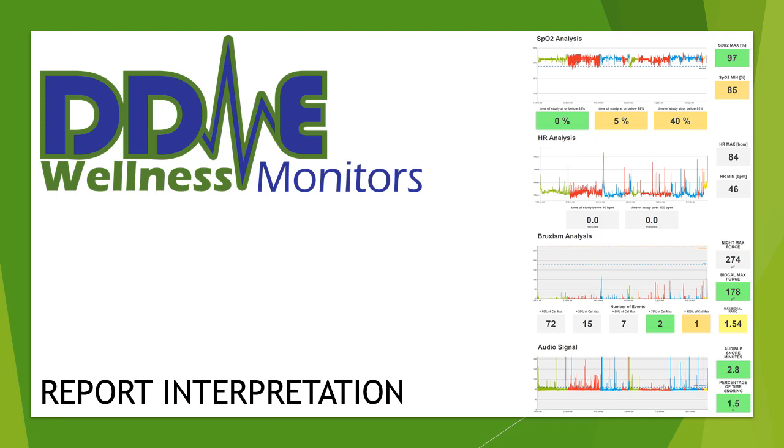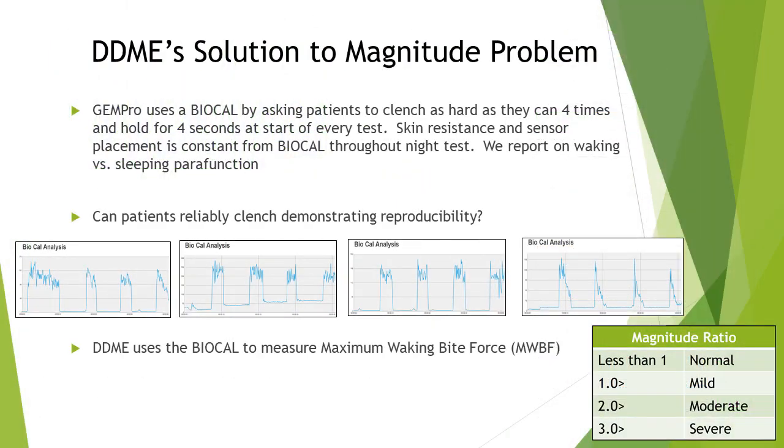Okay, let's talk about EMG signal. And the GEM Pro delivers information both on frequency and magnitude. What's interesting about the magnitude is we do not have any type of pressure sensor in there. So people wonder, how can you tell how strong the clench is? And this is how. We do a biocal before you go to sleep, and in that biocal, the tablet will ask the patient, bite down as hard as you can and relax.